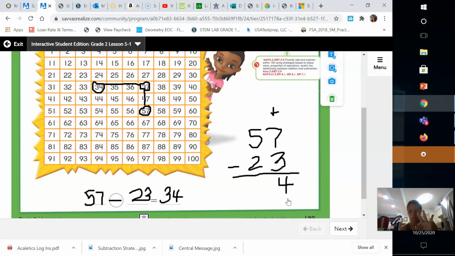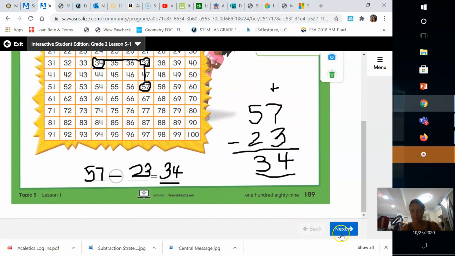5 take away 2. Did we get the same difference? We got it here. We got it here. We got it here. I think we're correct. All right, let's move forward.